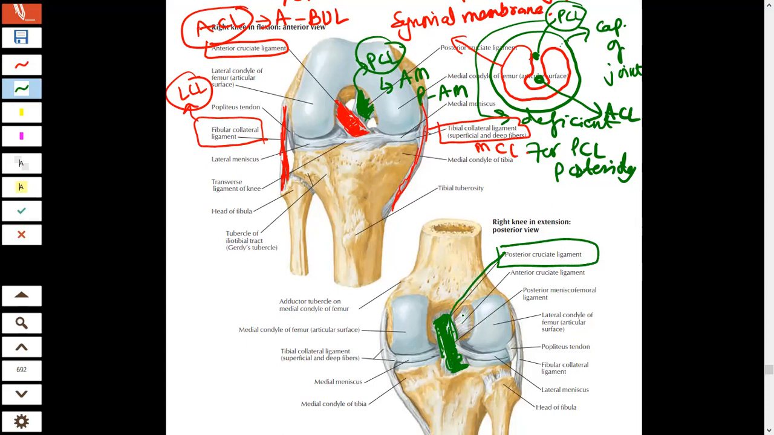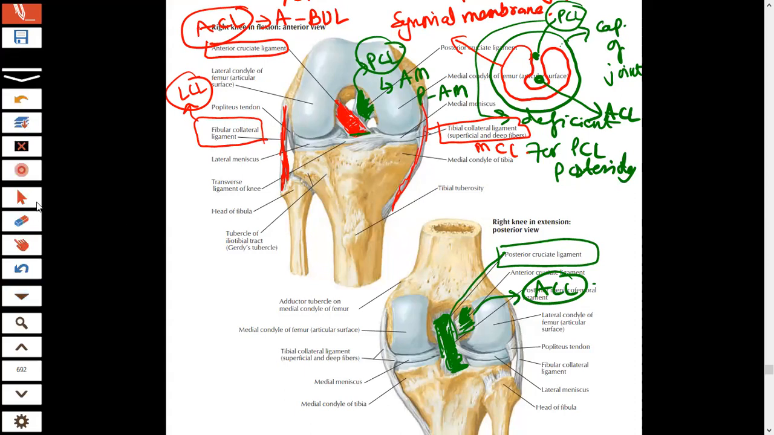But see, the anterior cruciate ligament is coming from the anterior side, and now it is going backward, and it is attaching here to the lateral condyle. So this is your anterior cruciate ligament. Please remember, it is going backward, upward and lateral, and it is attaching here to the lateral condyle of the femur bone.